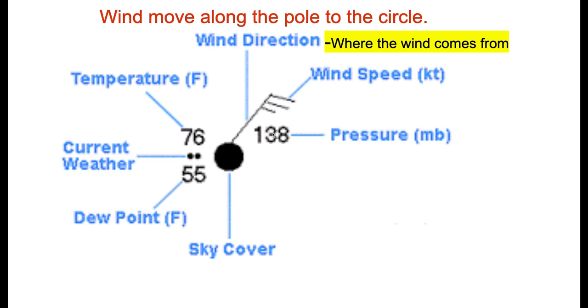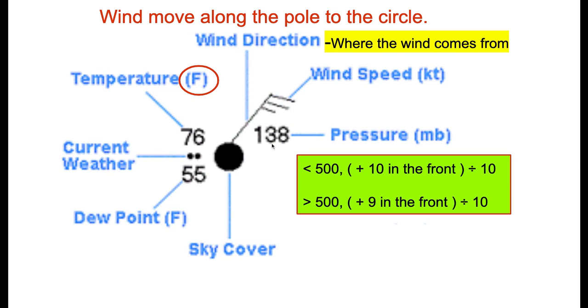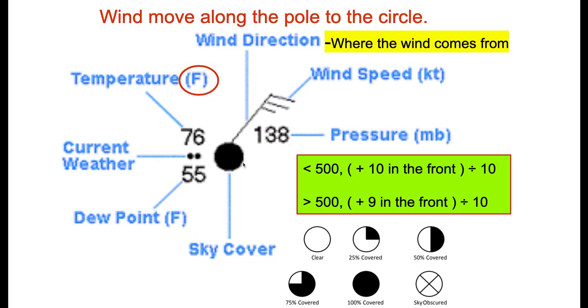Here, there's another number on the top right corner, which shows you pressure in millibars. But the pressure is not just 138. How can you know the real value? If the number is less than 500, like in this situation, you add a 10 to lead the number, so it's 10,138. Then you divide by 10, and it will be 1013.8 millibars. If it's larger than 500, like this 638, then you add a 9 in front to lead the number, but still divide by 10, and it will be 963.8.